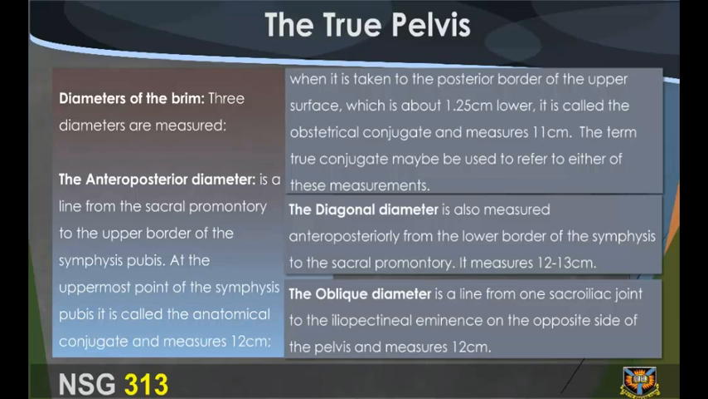The term true conjugate may be used to refer to either of these measurements. The diagonal diameter is also measured anteroposteriorly, from the lower border of the symphysis to the sacral promontory. It measures 12 to 13 cm. The oblique diameter is a line from one sacroiliac joint to the iliopectineal eminence on the opposite side of the pelvis and measures 12 cm.